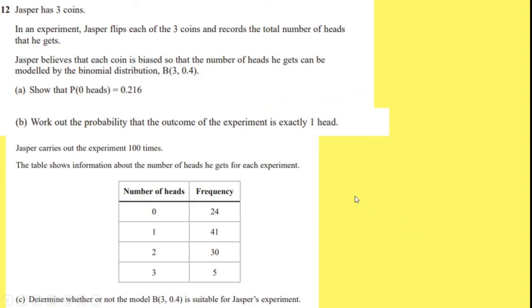Okay, Jasper has 3 coins. In an experiment, he flips the 3 coins and records the total number of heads he gets. Jasper believes that the coin is biased, that the number of heads he gets can be modeled by the distribution B(3, 0.4). Find the probability of 0 heads.